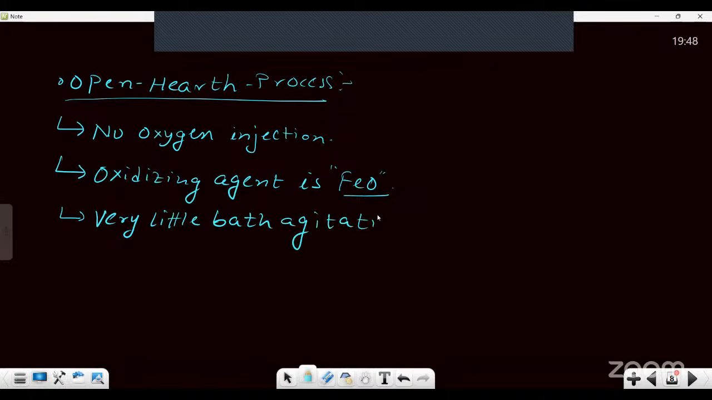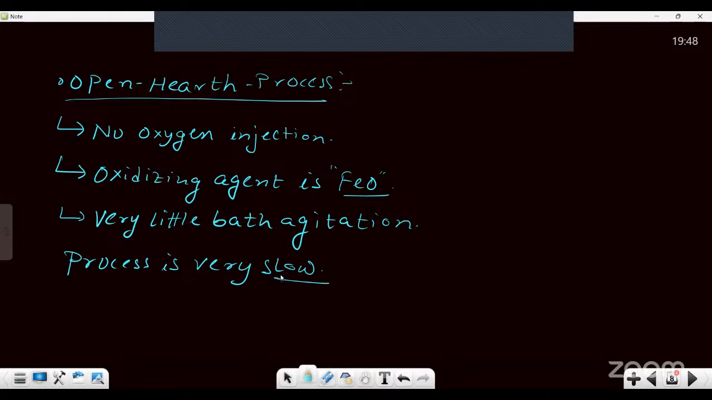There is very little bath agitation in the open hearth, which makes the process even slower. The process is becoming very slow. The process is very slow.